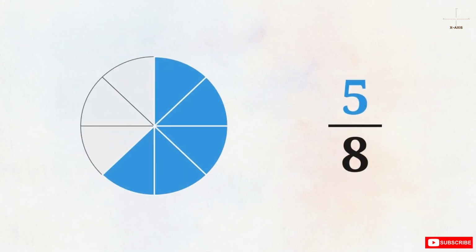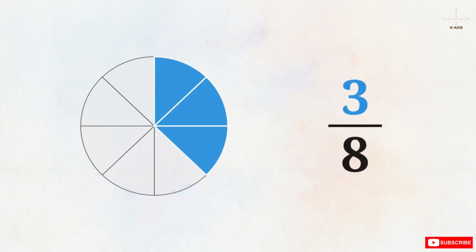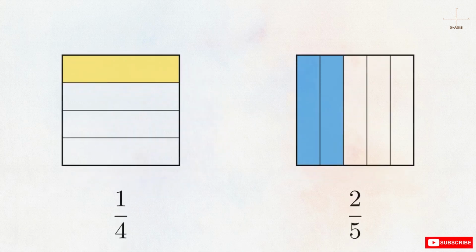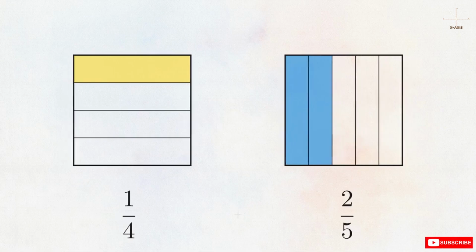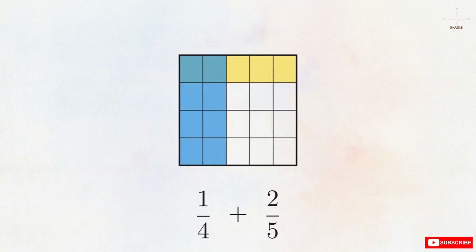Since the denominator's only job is to define the size of the pieces, adding and subtracting like fractions is really just a simple task of counting how many pieces you have left. A common mistake is trying to add fractions when the pieces are different sizes. If you try to combine 1/4 and 2/5 straight across, the math breaks. You cannot simply add bottom numbers together.